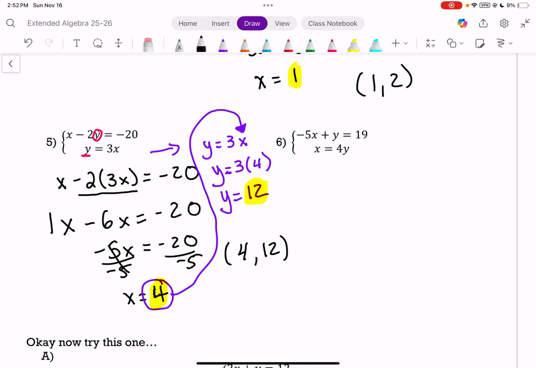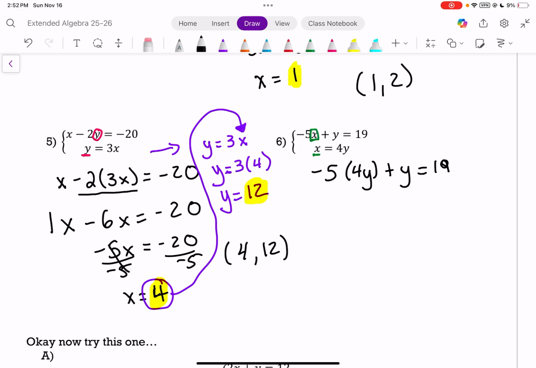Okay, go ahead and pause this, see if you can do number 6. Here x is by itself, so we're going to replace the x in the original problem. Okay, so go ahead and try that. All right, negative 5 times 4y, then I have plus y equals 19.